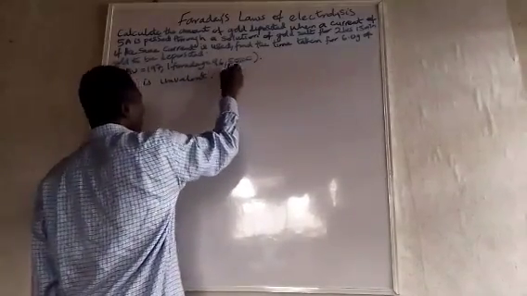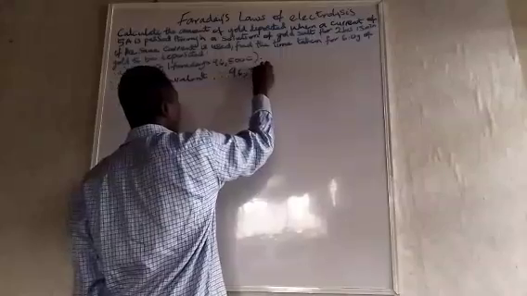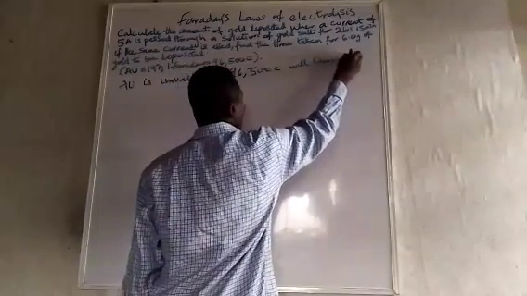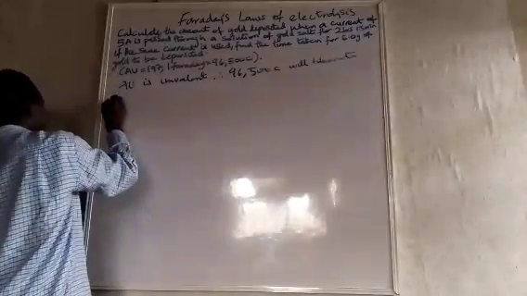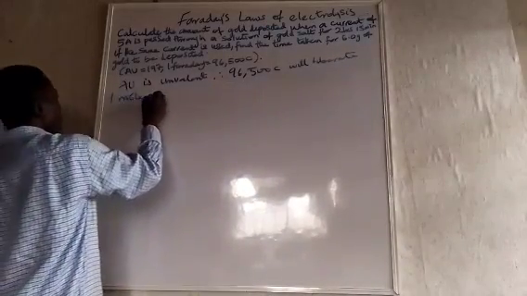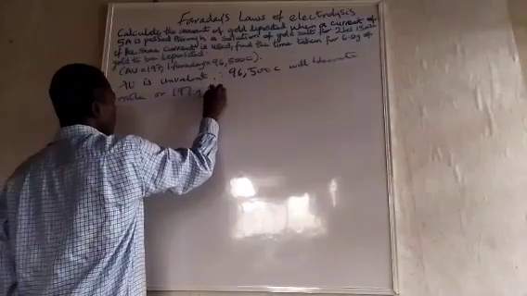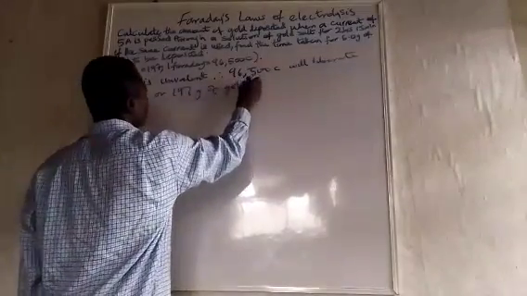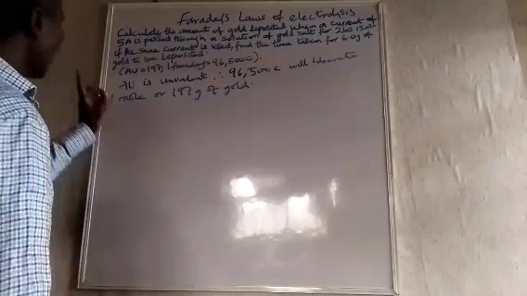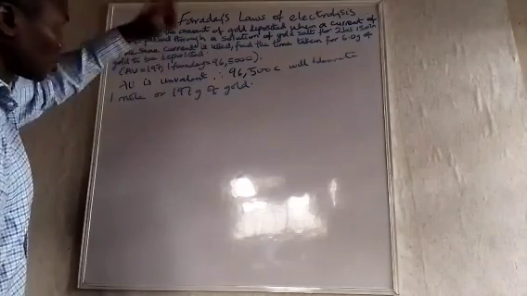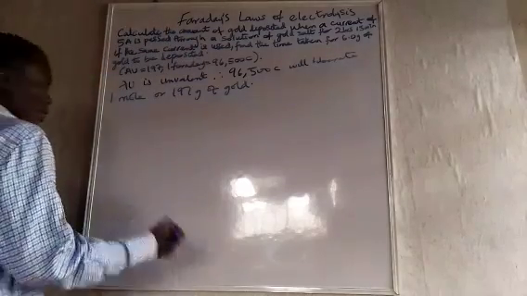Therefore, 96500 coulomb will liberate 1 mole, or 197 grams, of gold. Now, we are told that 5 ampere is passed through a solution of gold salt for 2 hours 15 minutes. So let's calculate the quantity of electricity.